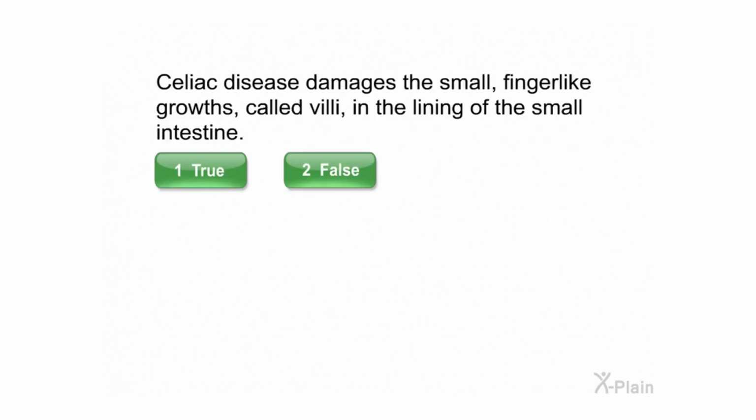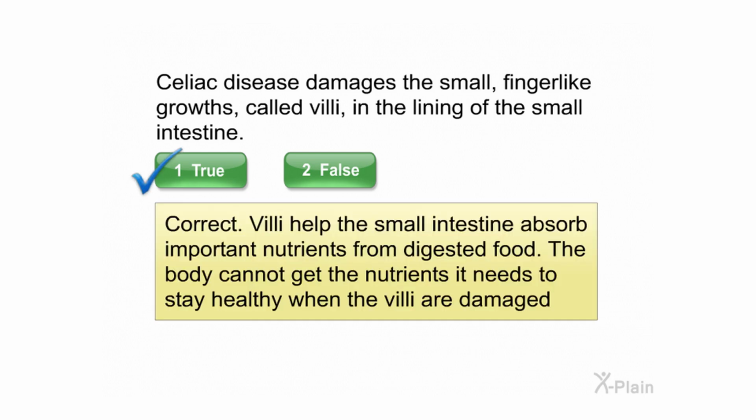Celiac disease damages the small, finger-like growths called villi in the lining of the small intestine. Select true or false. Correct. Villi help the small intestine absorb important nutrients from digested food. The body cannot get the nutrients it needs to stay healthy when the villi are damaged.